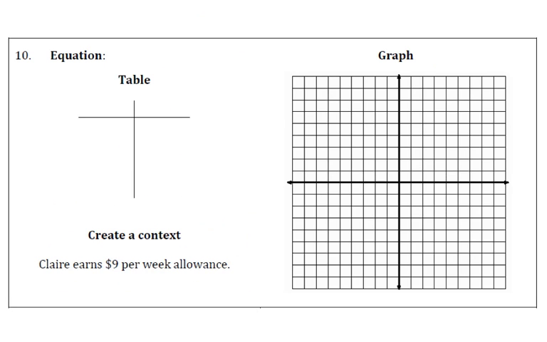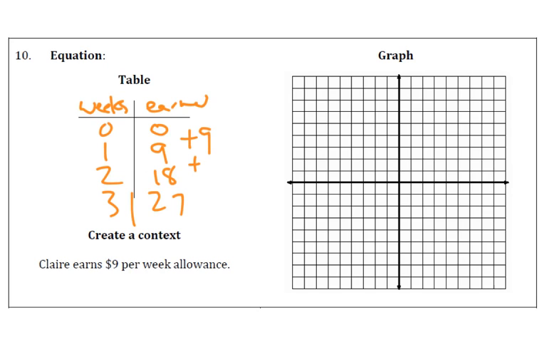Alright. Okay, the next one. Okay, so Claire earns $9 per week allowance. So weeks, probably how much she's earned. So at 0 weeks, she hasn't earned any. At 1 week, she's earned 9. At 2, 18. At 3, 27. And so on. So we're adding 9 each time.